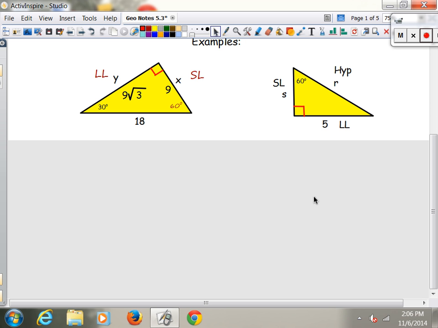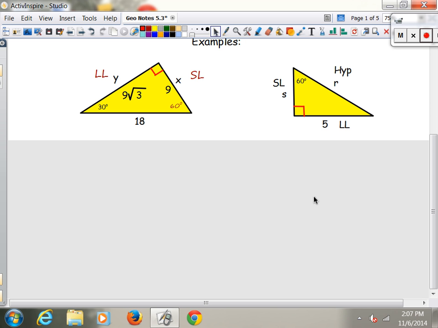Now that we have the short leg, 5 radical 3 over 3, how do I get my hypotenuse? Multiply it by 2. It's a 2 to 1 ratio, right? Short leg to hypotenuse. So I'm going to multiply this by 2. Can I put a 1 under it? Yeah. Multiply straight across. What do you get? 10 radical 3 over 3. So there's your hypotenuse. There's your R. So R is this one, S is that one.